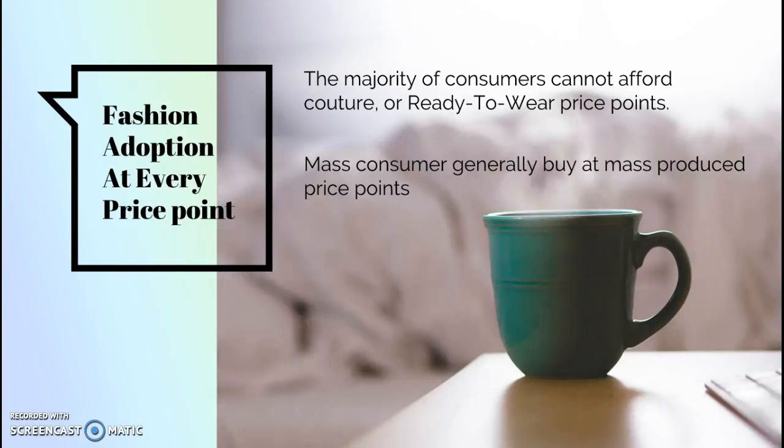So moving on, the reality is that most of us can't afford to wear couture or ready-to-wear price points. So the mass consumer, the everyday person, generally buys at mass-produced price points. So think of, like, Forever 21 or H&M. These are cheap clothes that are designed after things that are in fashion, in ready-to-wear and couture runway shows.